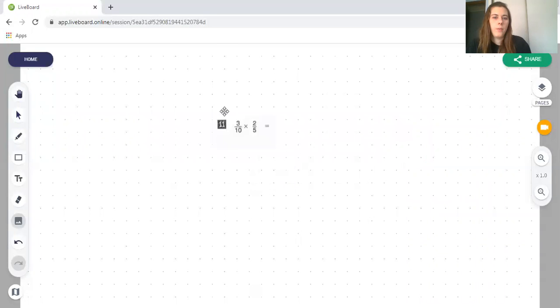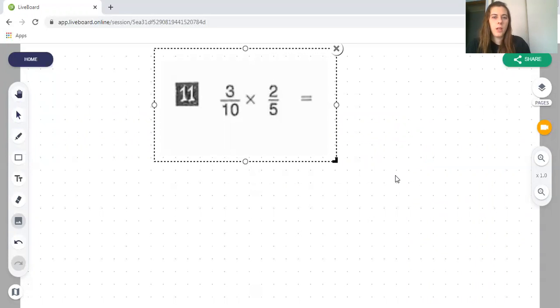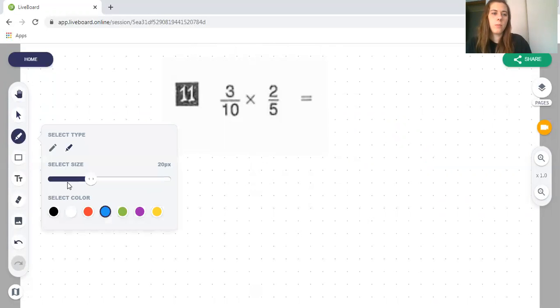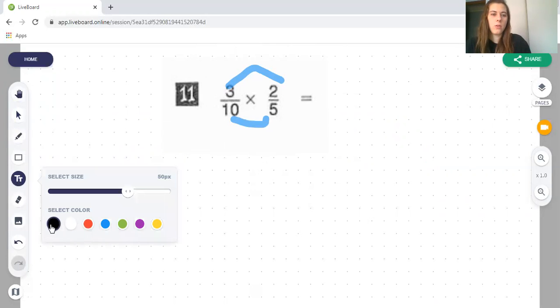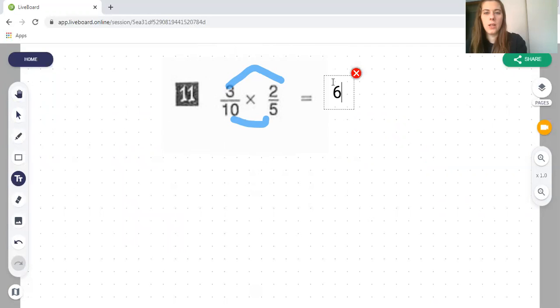Let's do number 11 on your activity sheet. Again, super easy, just multiply across. So I'm multiplying 3 times 2 and 10 times 5. So let's go ahead and do that real quick. 3 times 2 is 6. 10 times 5 is 50.